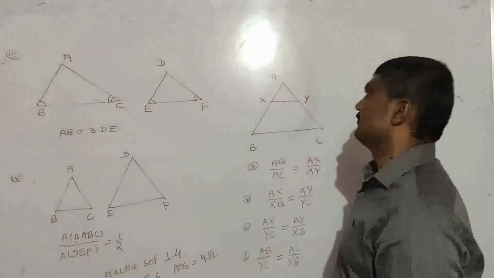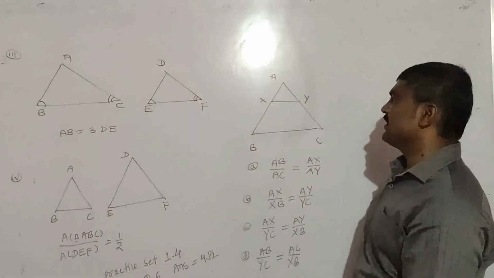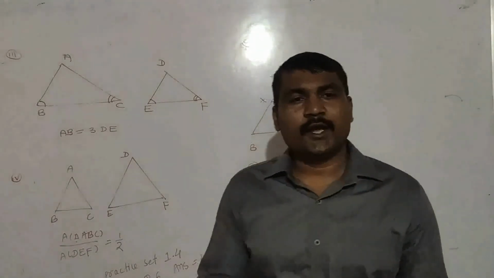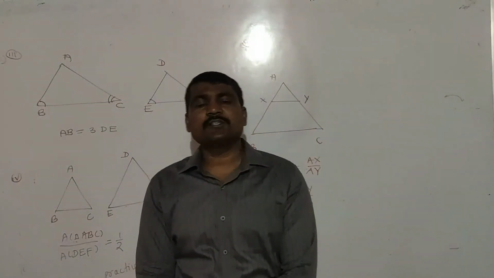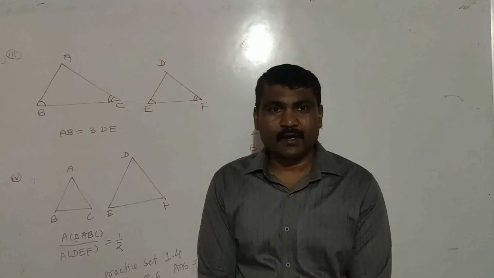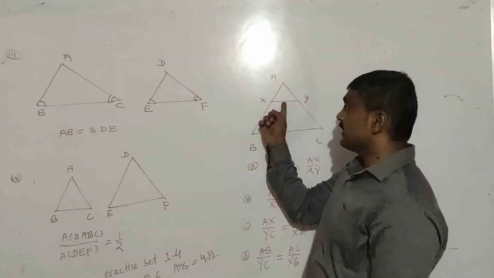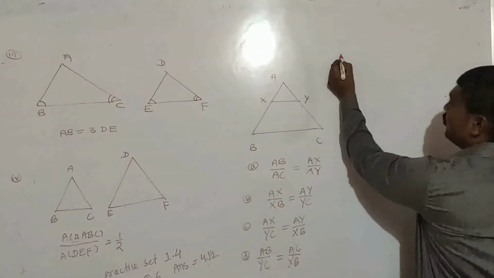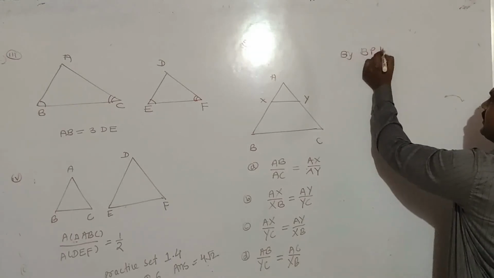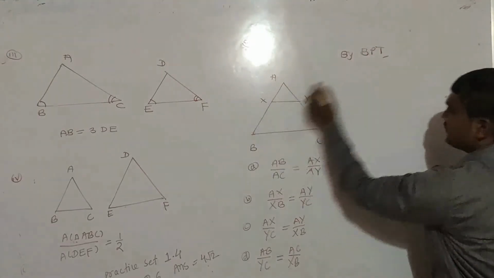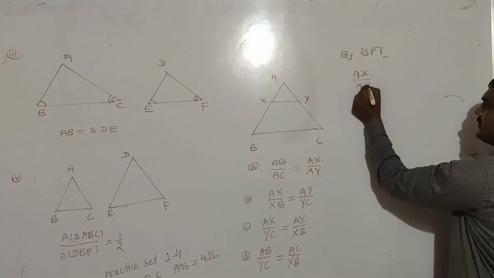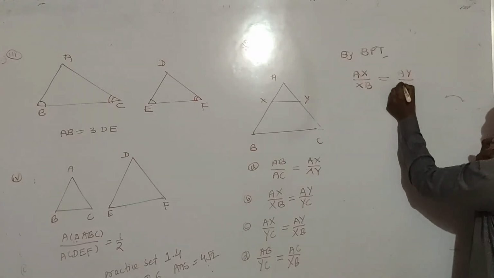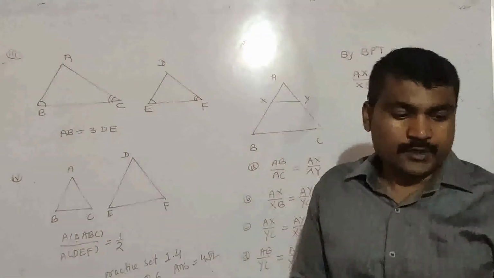Okay, next problem, question number 5. What is given there? XY is parallel to BC. XY and BC are parallel, and we have seen the first theorem of this chapter. What is the first theorem? BPT, the Basic Proportionality Theorem. When XY is parallel to BC, we can write AX upon XB should be equal to AY upon YC. So this theorem is the BPT.